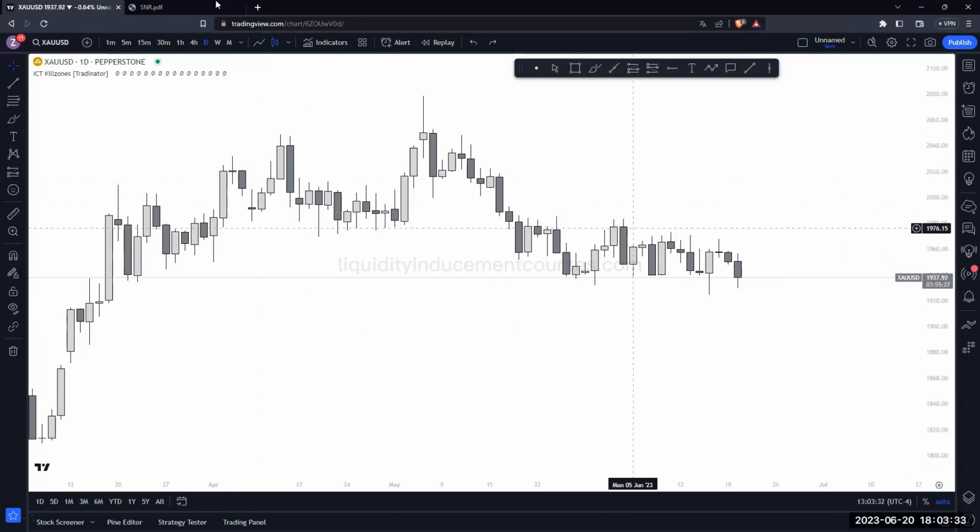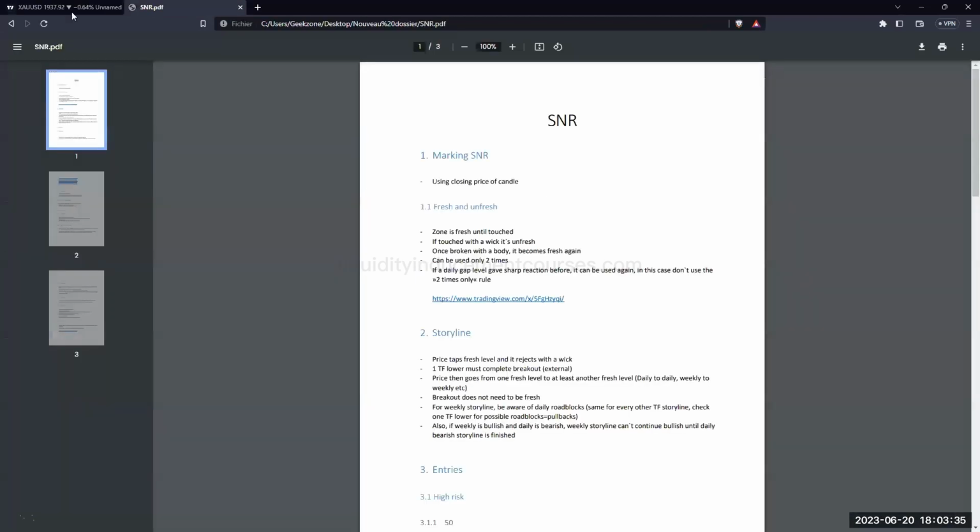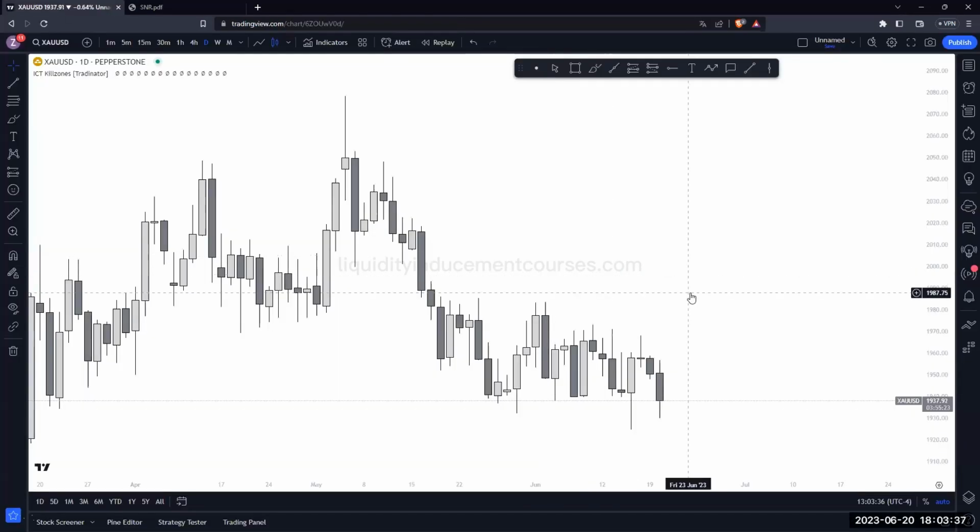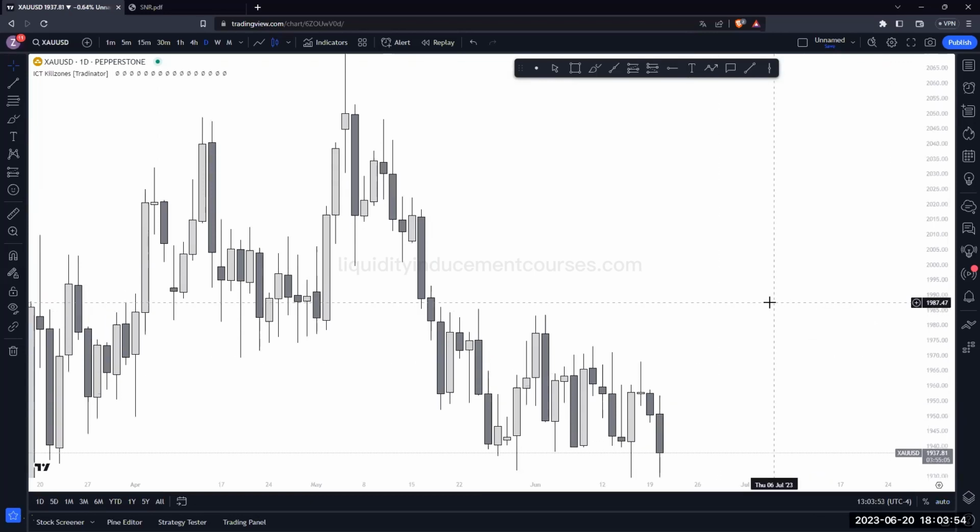So that's simply how to mark SNR levels, right? Second thing is that you should know if the level is fresh or not fresh, just the concept itself of fresh or unfresh. You are basically not looking to buy or sell in this case, because the level being fresh itself does not mean you should buy or sell on it. It has its own uses.